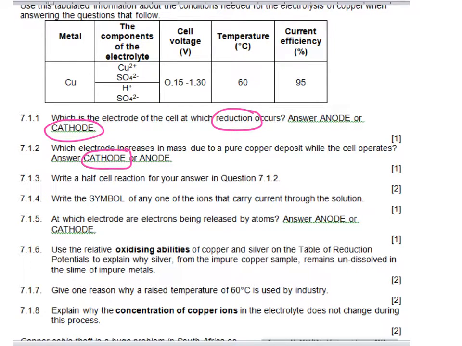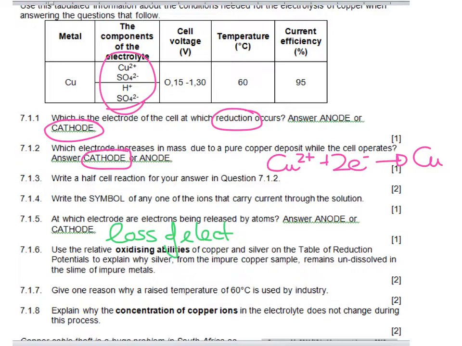Write a half-cell reaction for your answer of 7.1.2. So the Cu2+ ions are coming across, they are gaining electrons, and they are going to become copper metal. Write a symbol of any one of the ions that carry current through the solution, and you could have chosen any one of those ions. That would have been absolutely acceptable. Write at which electrode are electrons being released by the atoms. So in other words, where is a loss of electrons? And a loss of electrons is oxidation.